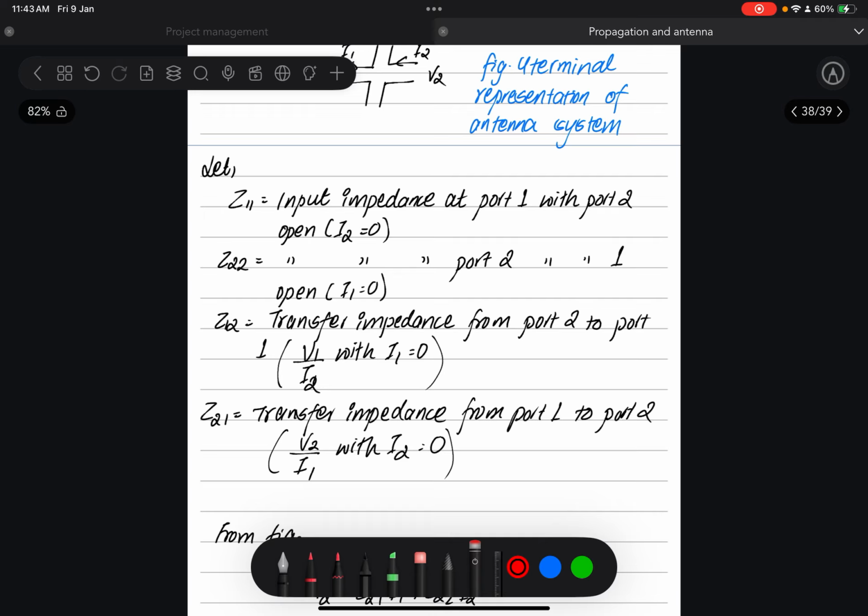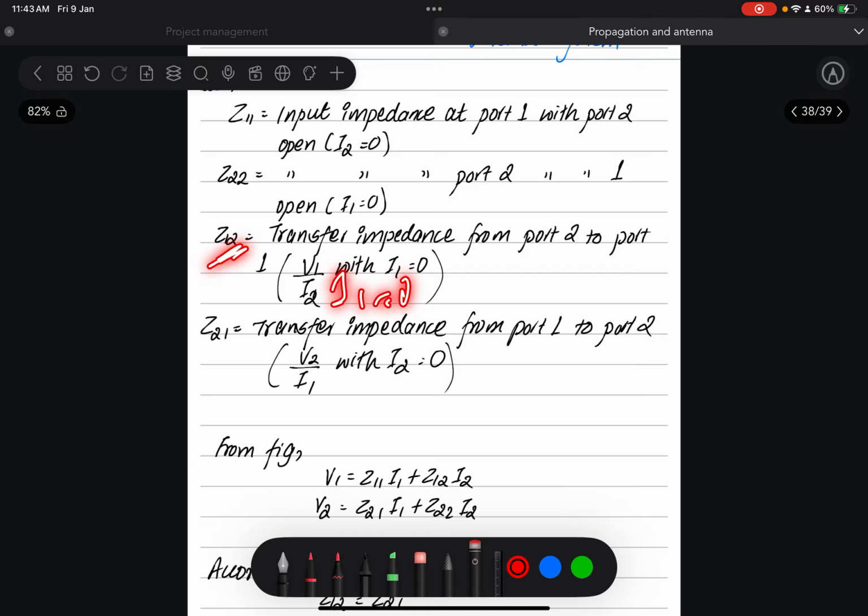Z11 is the input impedance at port 1 with port 2 open. Because of 1 1, imagine there is no port 2, so I2 equals 0. Z22 is similar: the input impedance at port 2 with I1 equal to 0. And Z12 and Z21 are the transfer impedances. Remember it like that, just a trick.